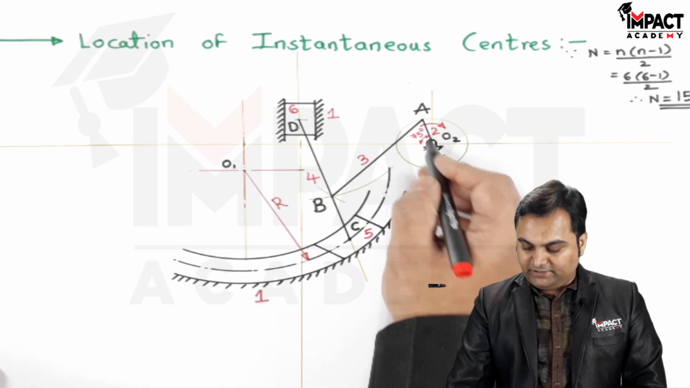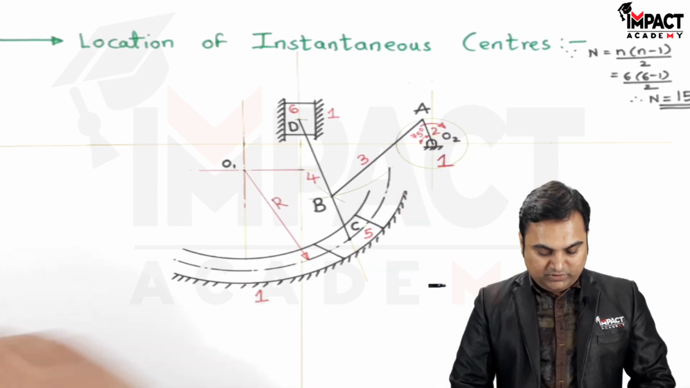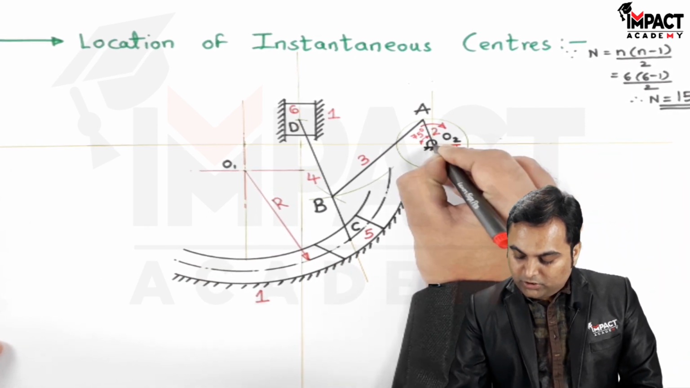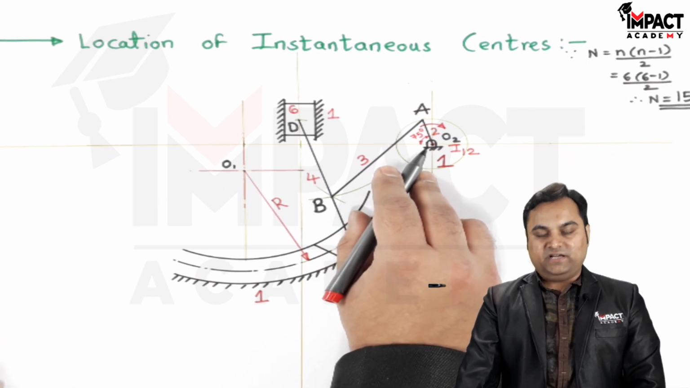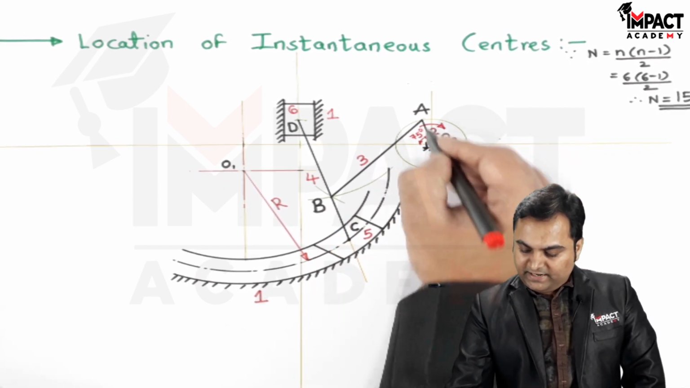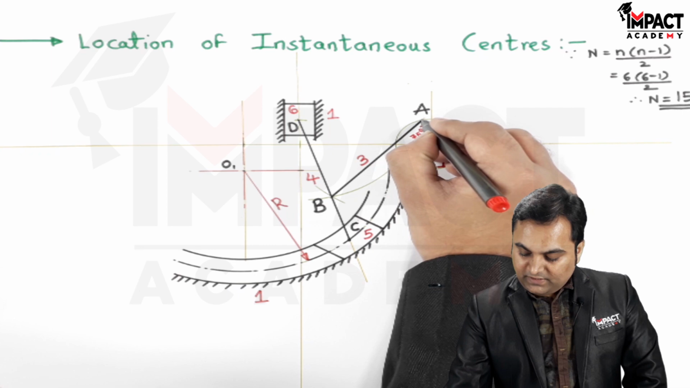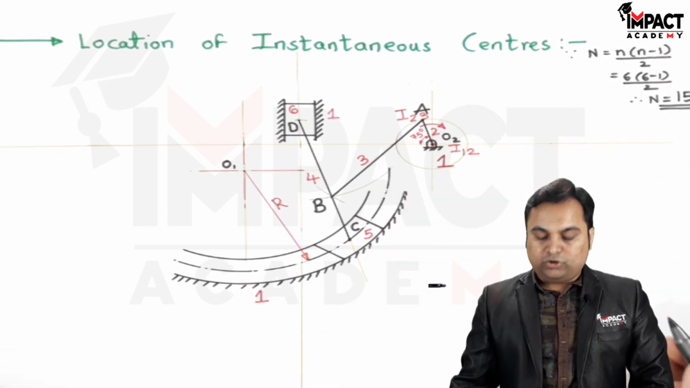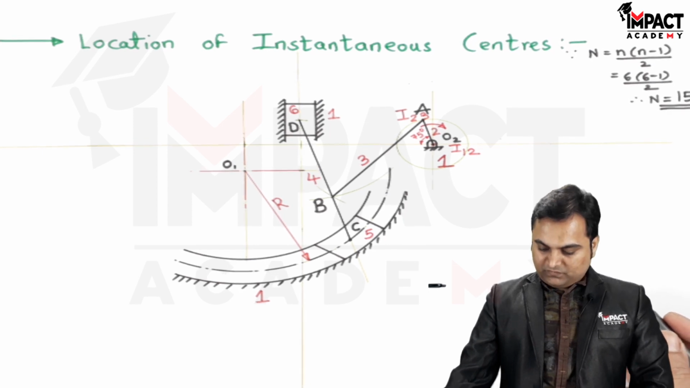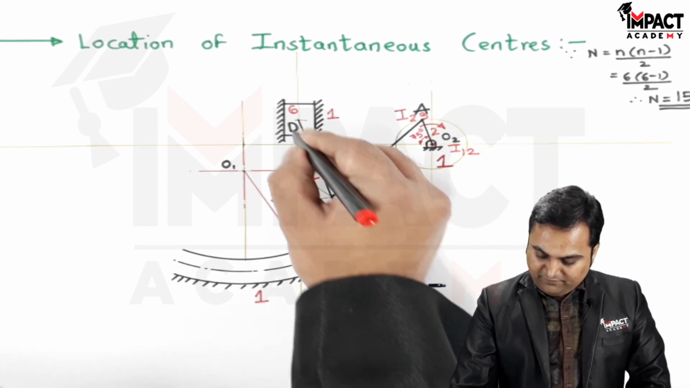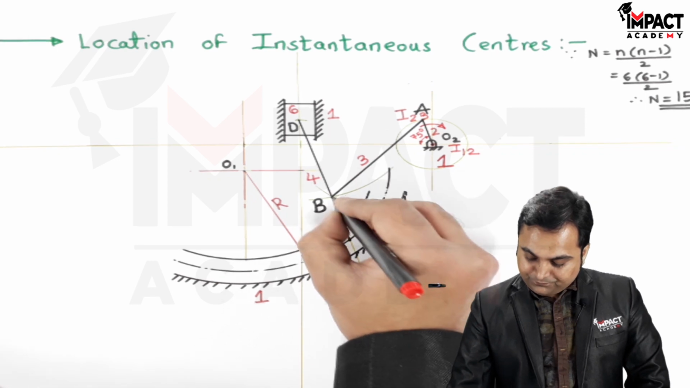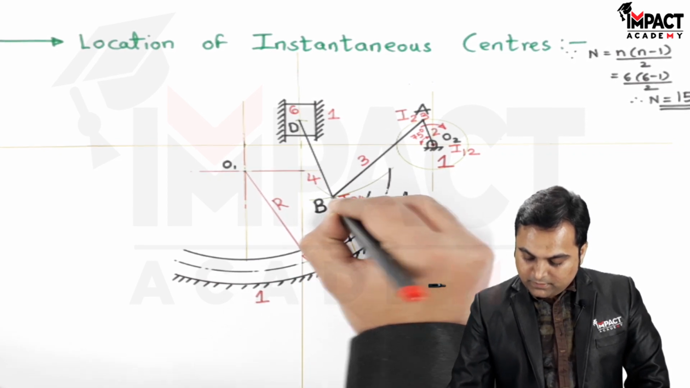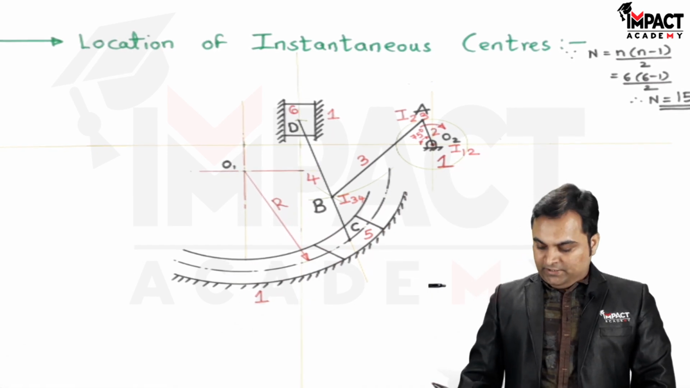So where 1 and 2 are connected, there is one instantaneous center which is denoted by I12. Now this is called as the fixed ICR. After that, at 2 and 3, I'll get over here I23, which is called as the permanent ICR. Then 3 and 4 are connected at this point. So here I am getting I34, again a permanent ICR.